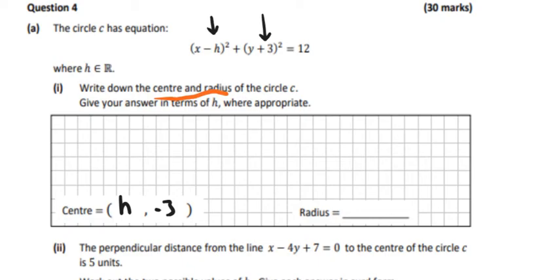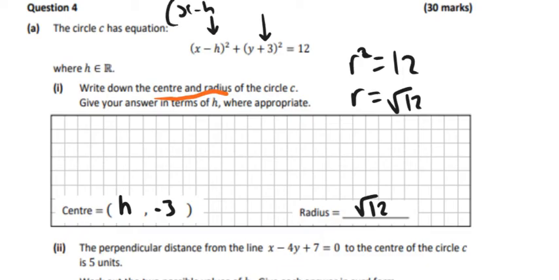The radius then is, well, the radius squared is equal to 12, so r is equal to root 12. So you can say root 12, you could give it as a decimal if you want, it doesn't say. So you're just using that formula, x minus h squared plus y minus k squared is equal to r squared. That's the general equation of a circle. You should know that anyway, it's in the log tables.